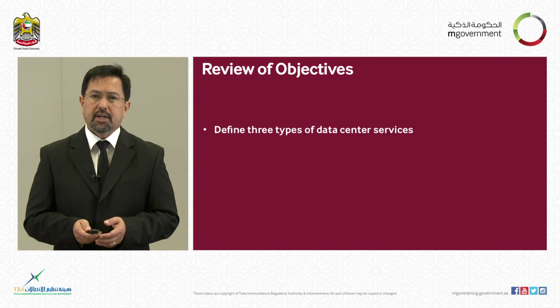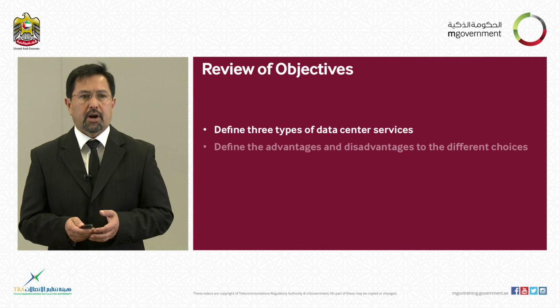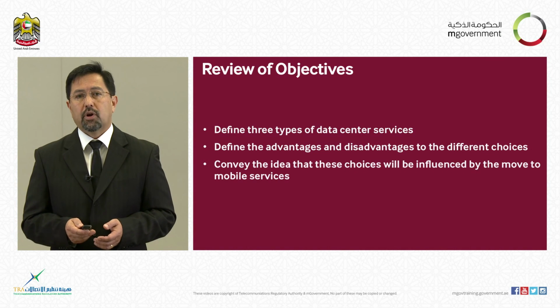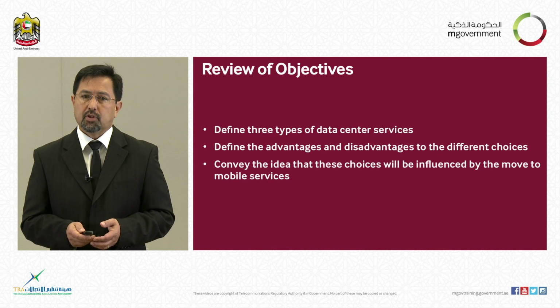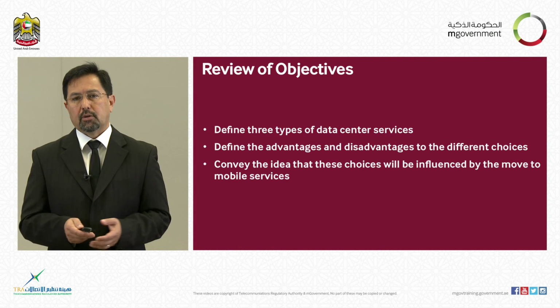So in summary, there are three types of data center services that I just described. There are advantages and disadvantages to the three different choices, and it's really a matter of organizational needs in terms of making those kinds of choices. So the criteria in the matrix that was provided earlier is a way to help you make those kinds of choices.